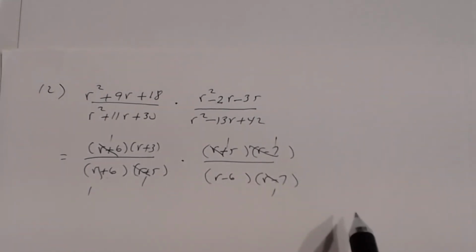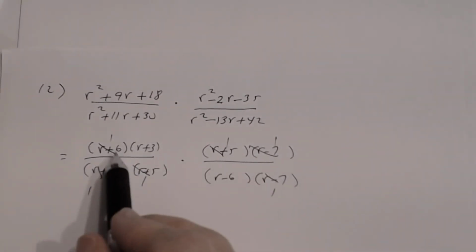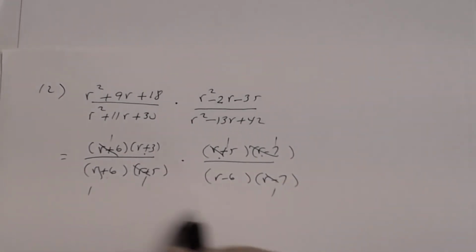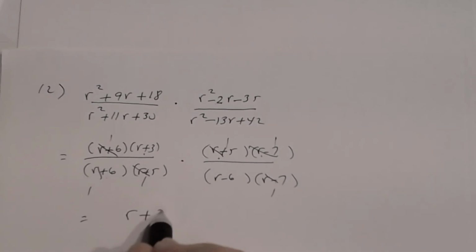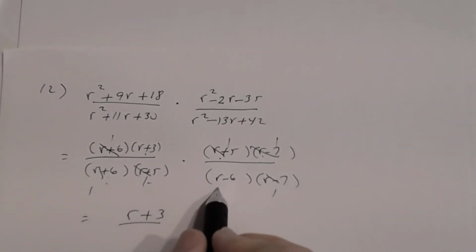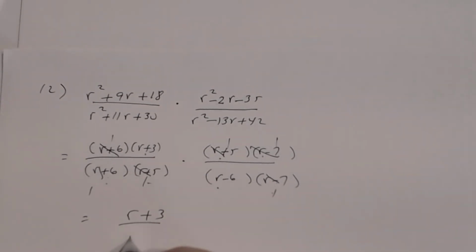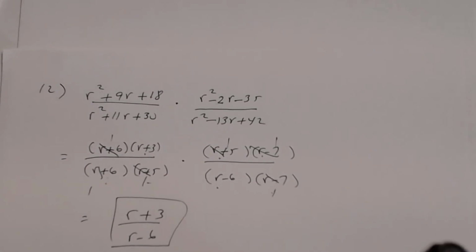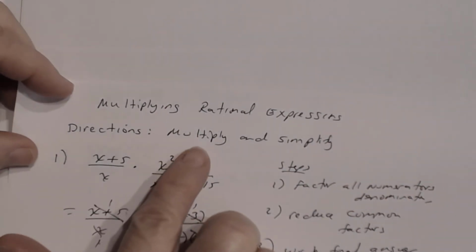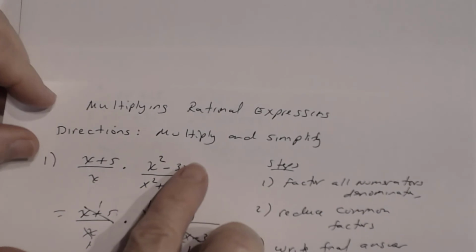And that's it. So therefore, you're going to get 1 times r plus 3 times 1, which is r plus 3, right? The denominator, 1 times r minus 6 times 1 is r minus 6. And that's it. So that is number 12. Okay, so that's going to take care of this lesson dealing with multiplying rational expressions and then simplifying.